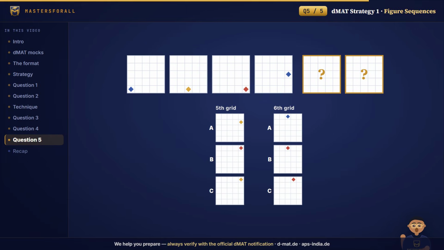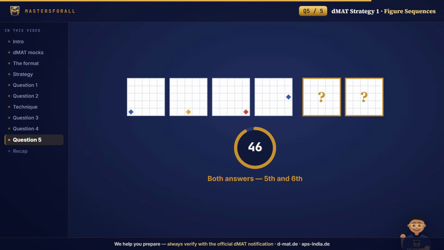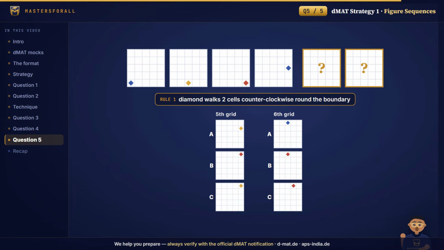Last one, everything from today in one grid. Take the full time, both answers. Position first, bottom left corner, then along the bottom, then the bottom right corner, then up the right-hand side. 2 cells a step, but look at the direction. It is running backwards round the edge, counterclockwise.